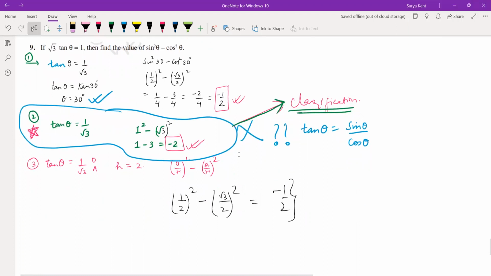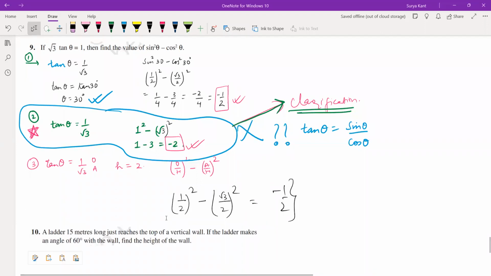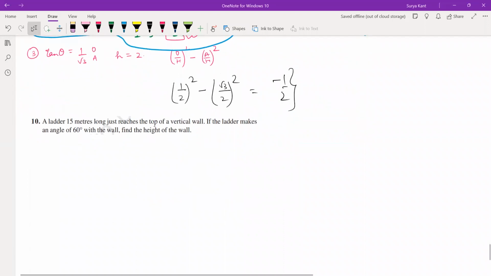Yeah. So the next question we do here is the ladder one. It's a very easy question. A ladder 15 meters long just reaches the top of a vertical wall. Can you paste the question? Yeah, I'm just pasting it over here. See, this is the question over here.